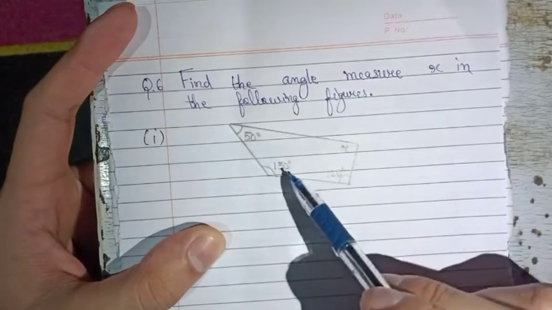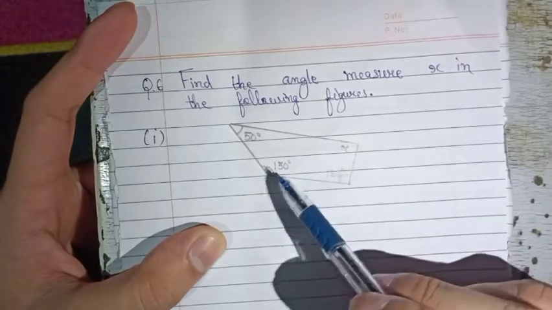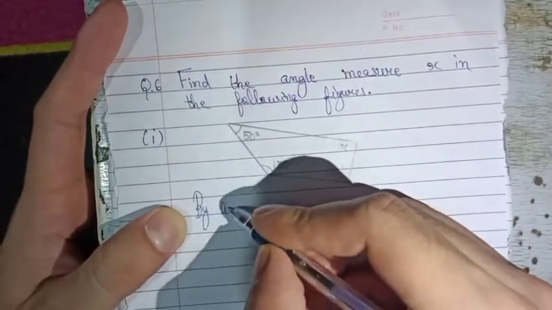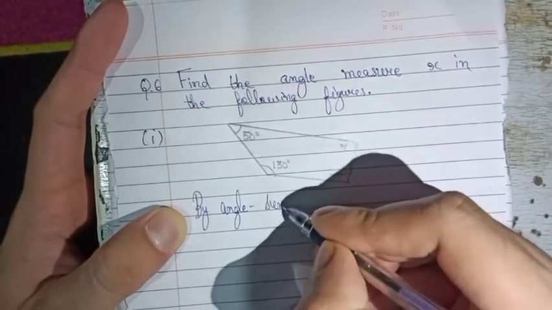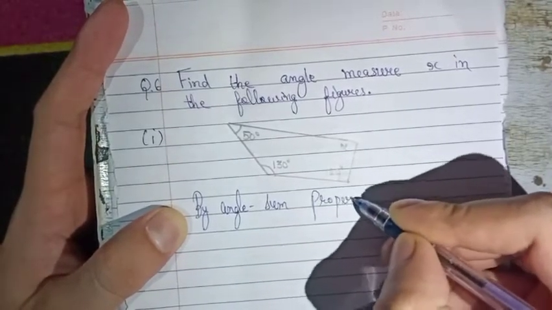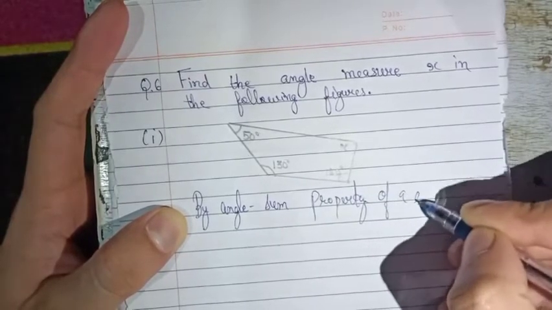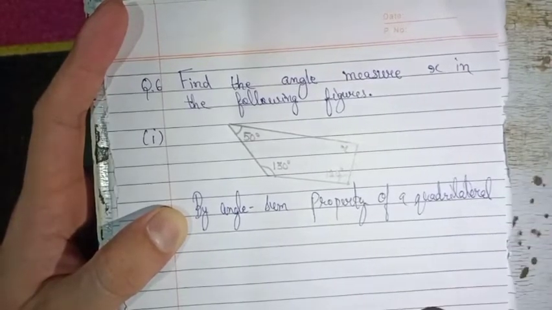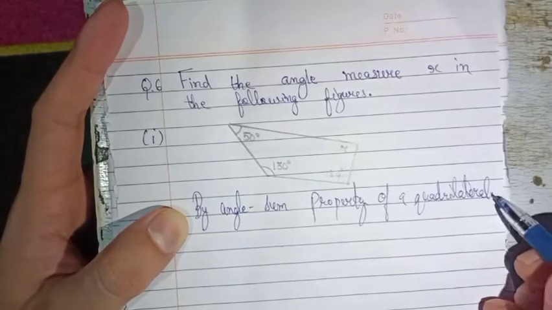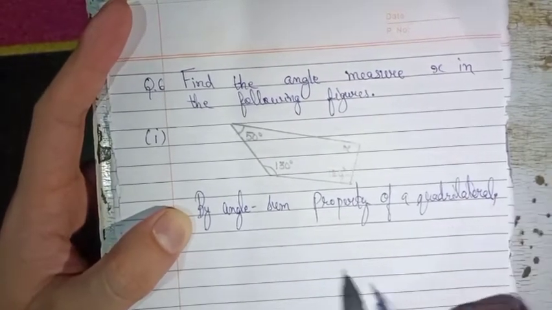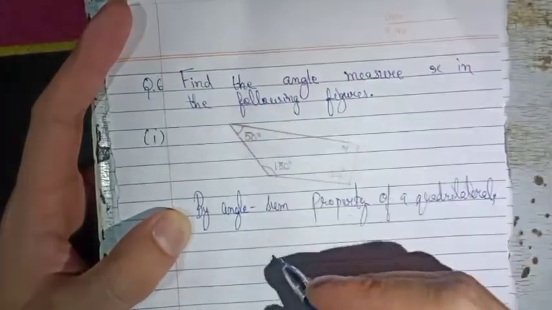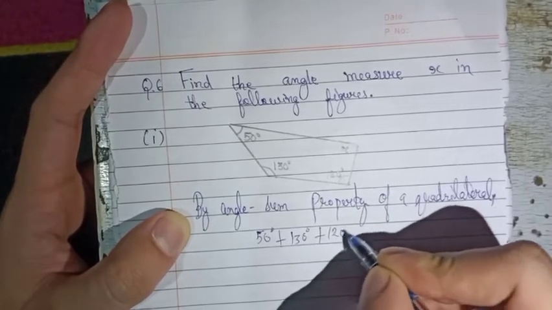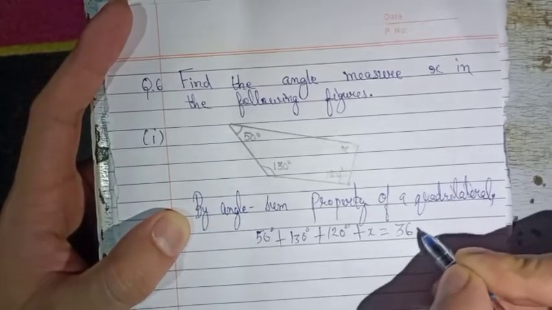So first of all, as we know that the sum of all the angles of a quadrilateral is 360 degree. So we will write by angle sum property of a quadrilateral, sum of all these angles will be equal to 360 degrees. So 50 degree plus 130 degree plus 120 degree plus x will be equal to 360 degree.